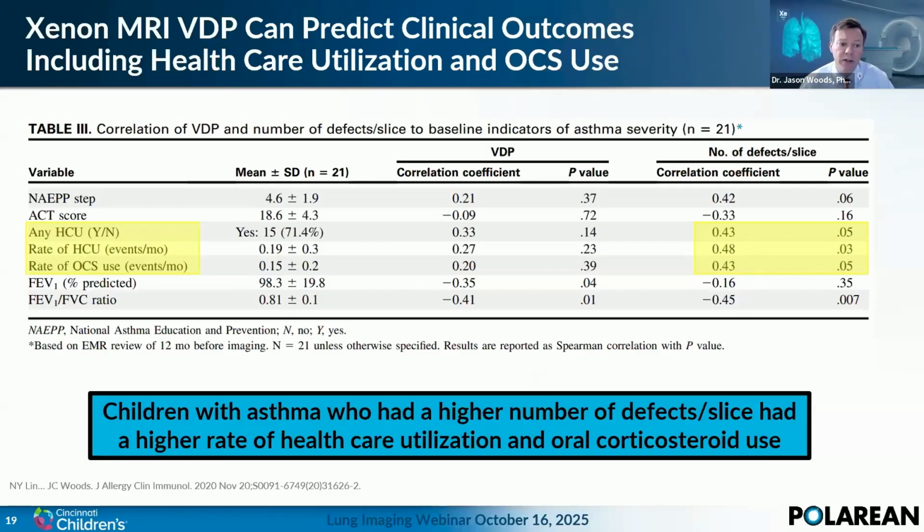So in the highlighted sections here, I'm showing was xenon predictive of any healthcare utilization, the rate of healthcare utilization, the rate of oral corticosteroid use, and the answer statistically is yes, with a correlation coefficient that's not quite perfect. It's about 0.5, but a p-value that is 0.05 or below, and this is in a fairly small number of patients, 21 patients.